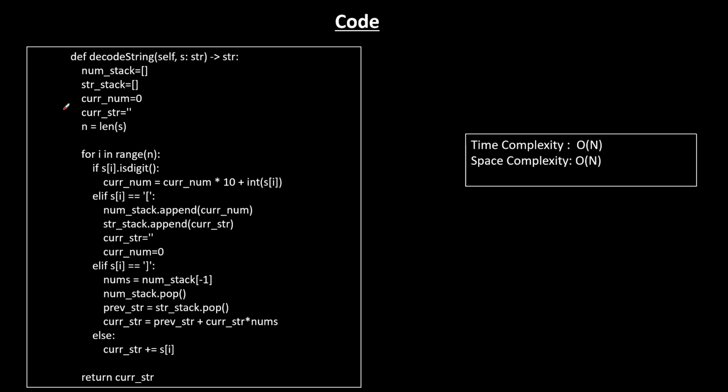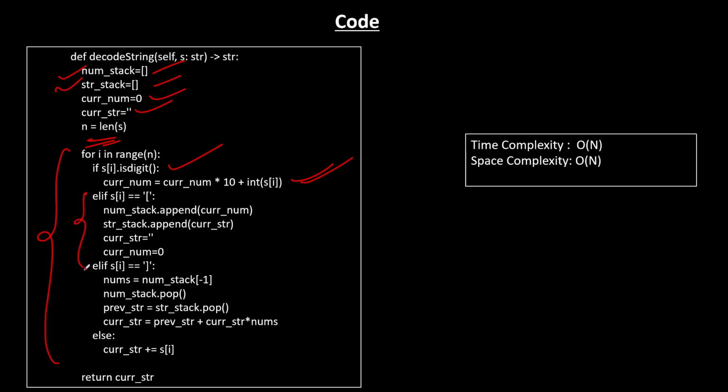The code is the exact copy of the approach discussed. Now we have the num stack and the string stack. This is the stack for the numbers and the strings, and this is the current number and the current string storing variables, fine? This stores the length of the given string. Okay, this is the complete range for loop. If it is a digit, we do this multiplication to store it in our current num.